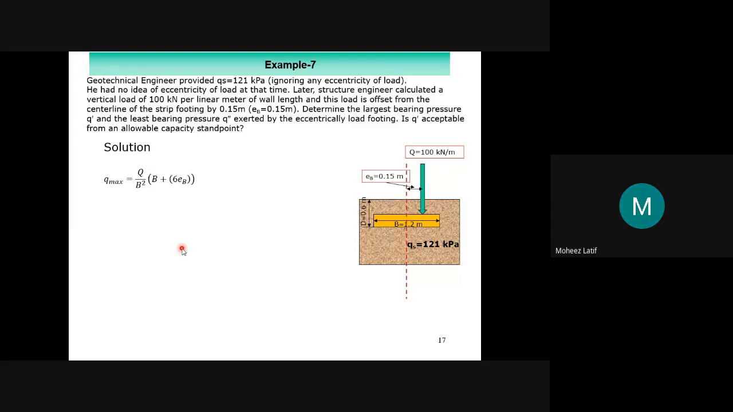Sir, Q maximum 1.76. Yes, 1.76, sir, Q maximum. So is Q maximum acceptable from an allowable capacity standpoint? Is this foundation okay or not?